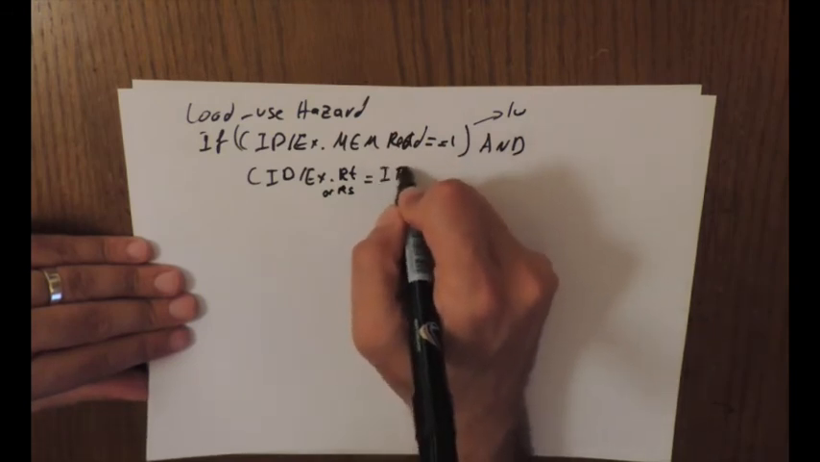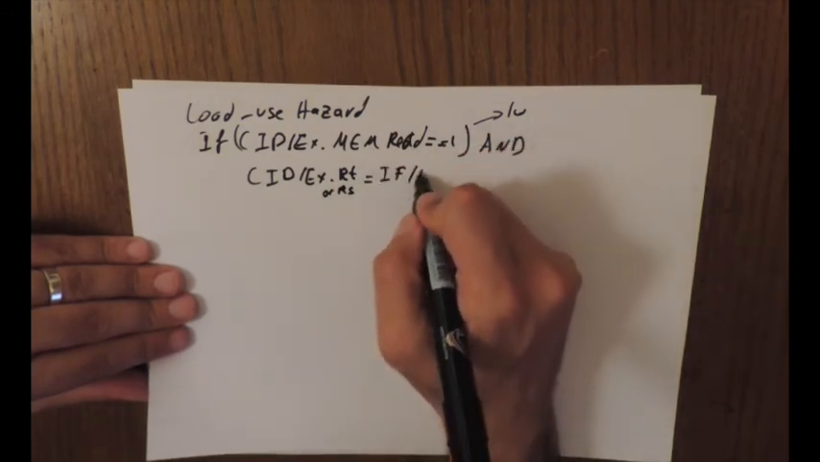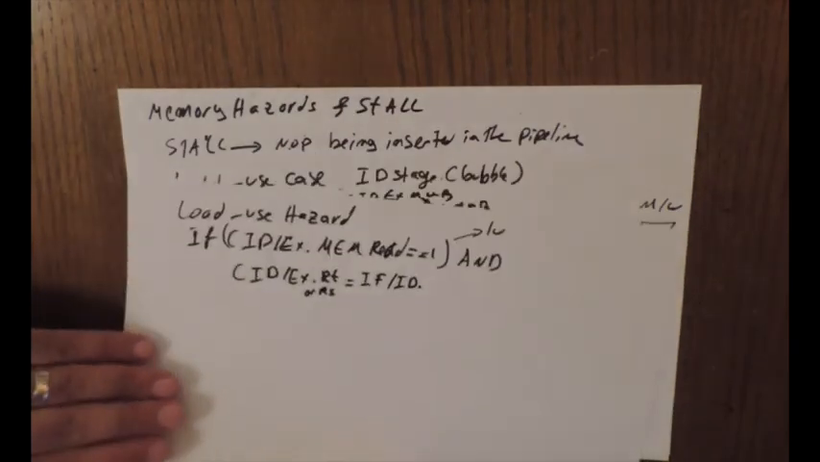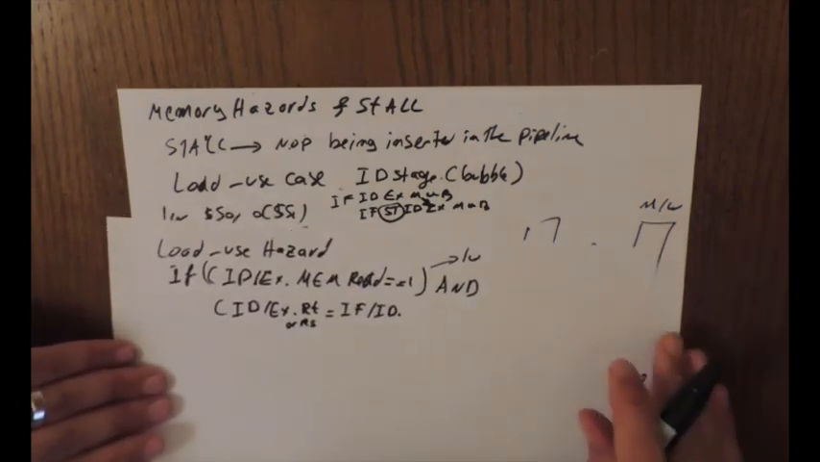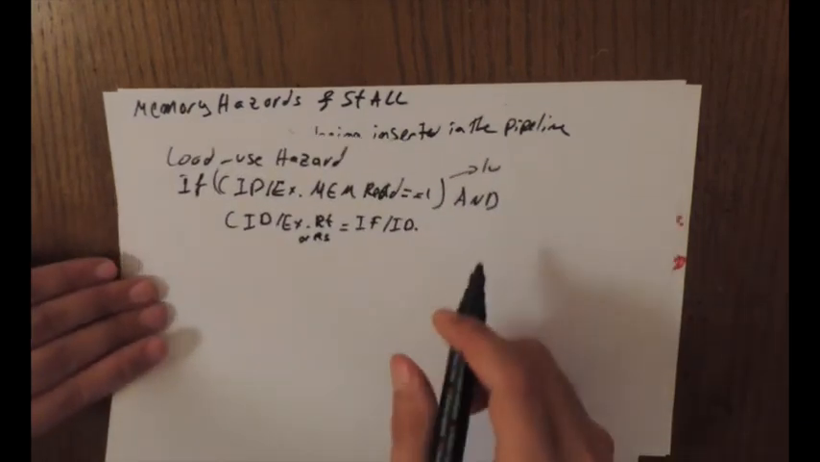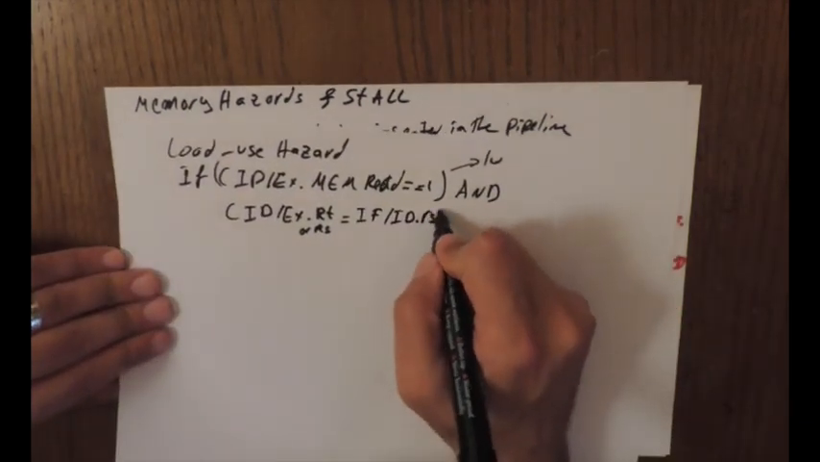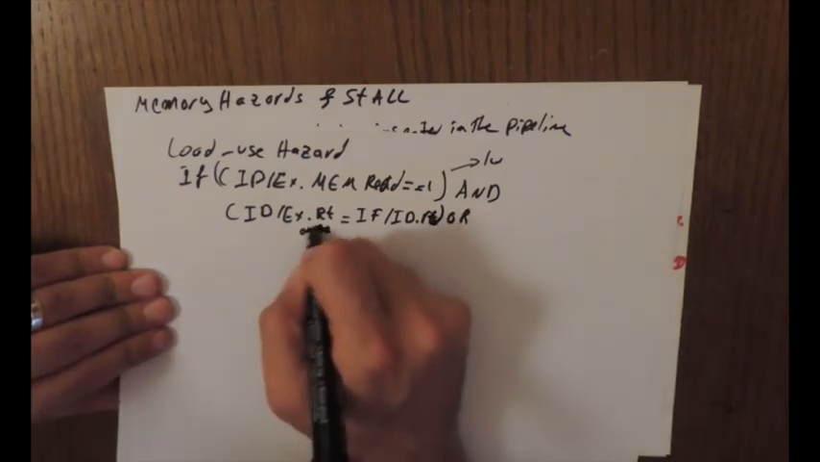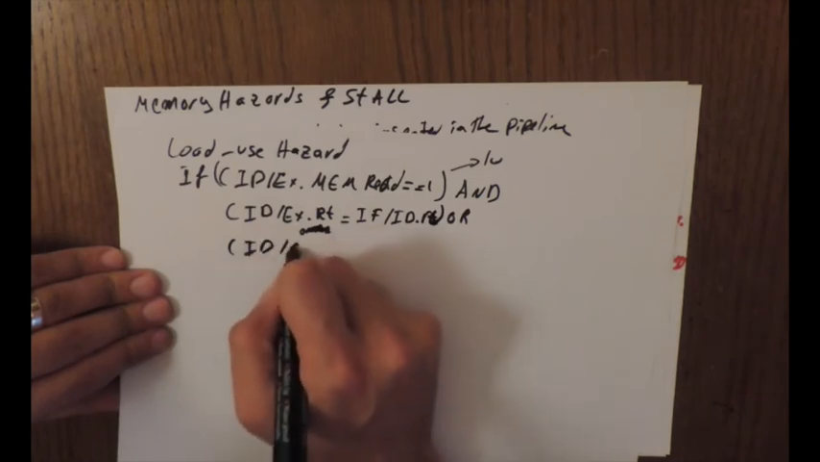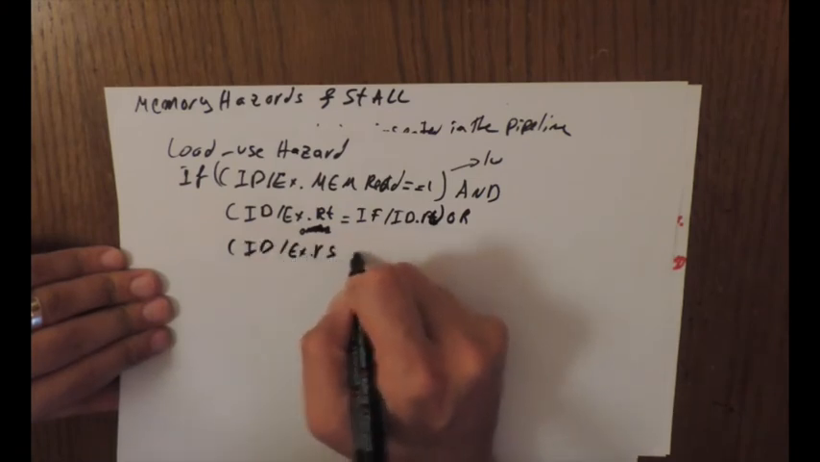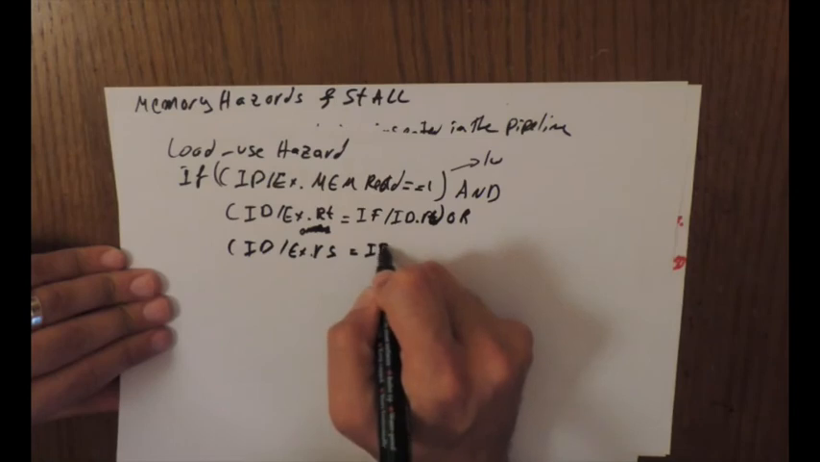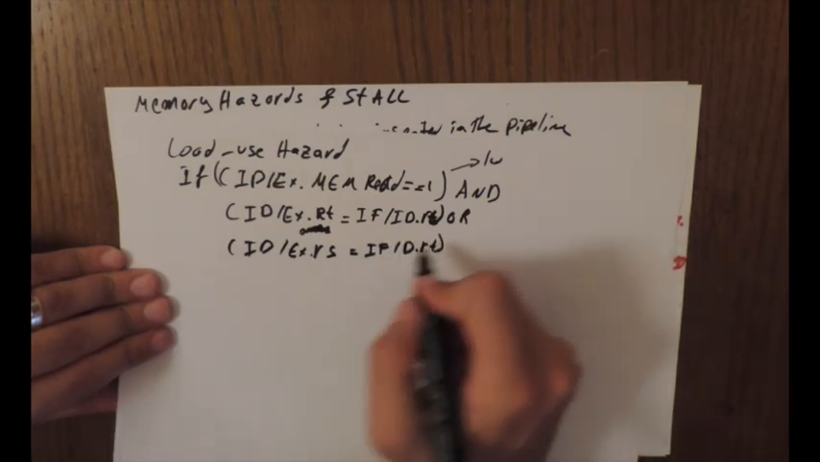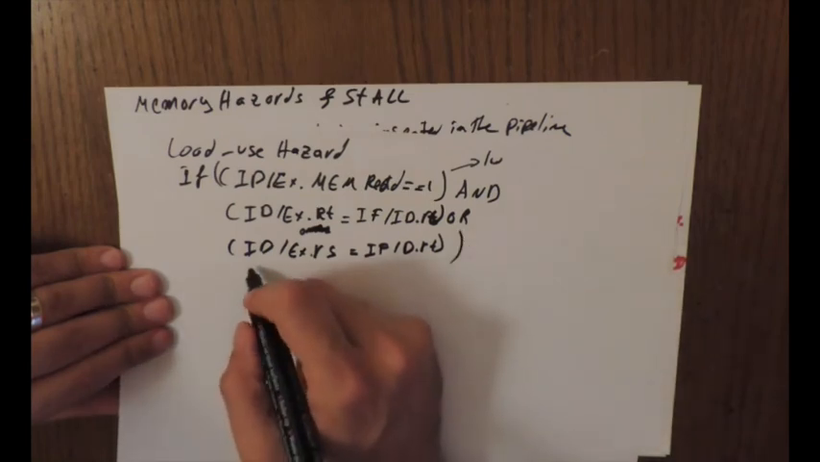IF over ID dot, in this case, dot RS or RT, or ID over EX dot RS is equal IF over ID dot RT. Then insert the bubble.